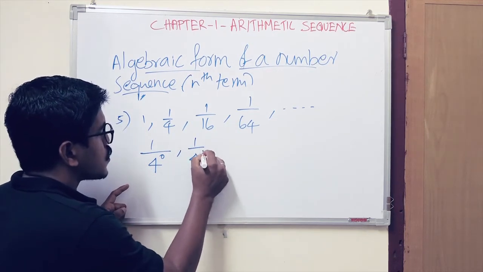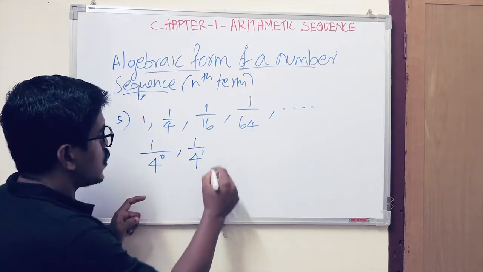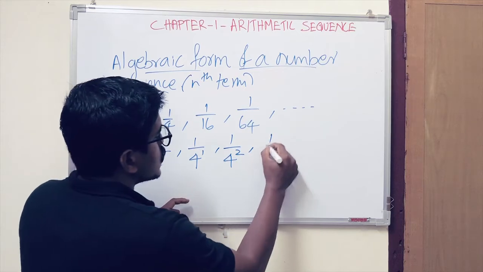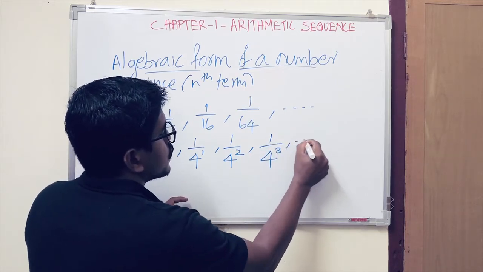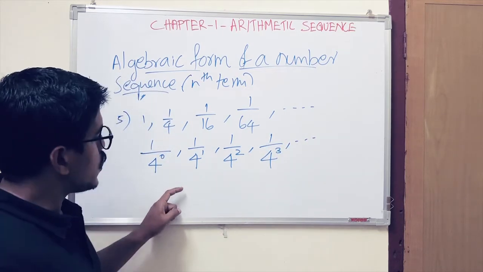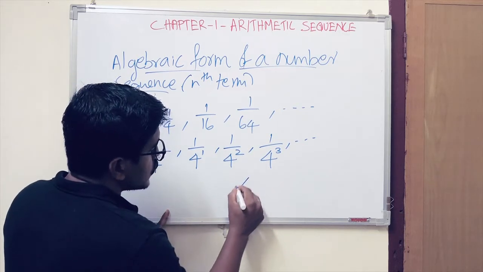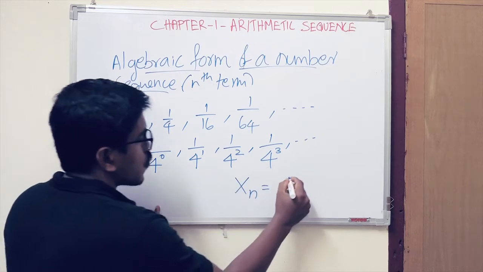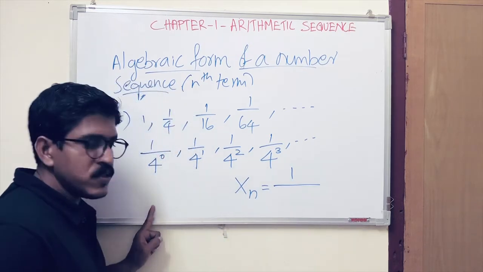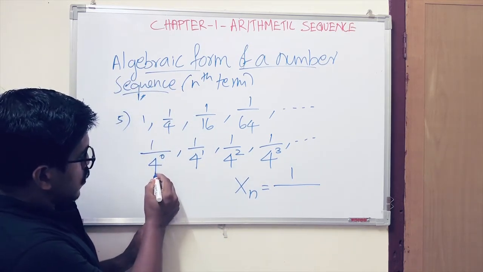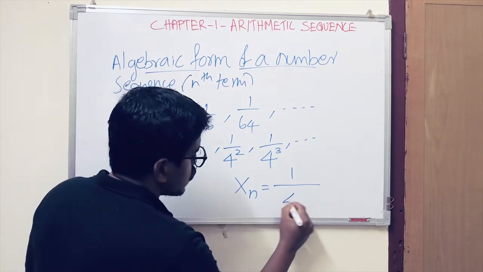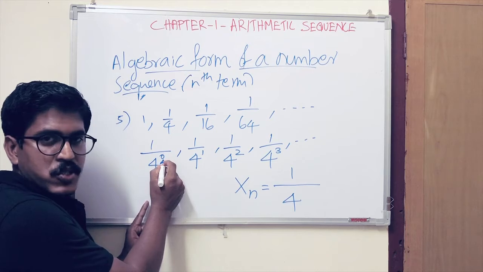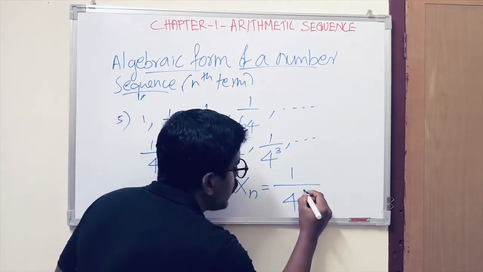We can rewrite this as 1 by 4 raised to 1. This is 1 by 4 raised to 2. And this is 1 by 4 raised to 3. Now we can directly write the nth term. In the numerator, you can see 1 is constant, we can write the 1 first, and in the denominator 4 is common, that is 4. You can see here starting with 0, the power is 0 here, so we can write n minus 1.